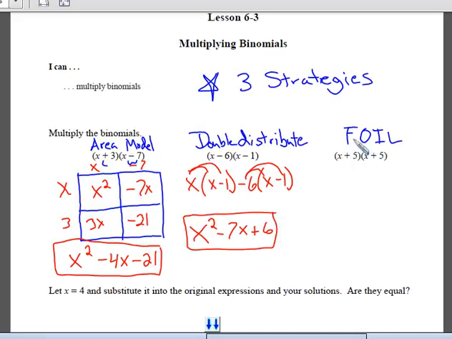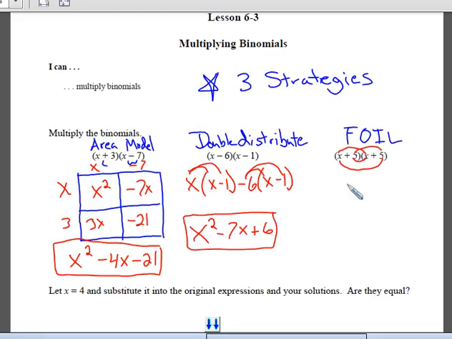And then lastly is FOIL. Each letter stands for something, and later on in this video I'll tell you exactly what. But it gives you an order of doing essentially the distributive property that will allow you to come up with the answer every time. So I'm going to do this. I'm going to do this. I'm going to do this. And then I'm going to do this. And that's what it looks like when you're done.